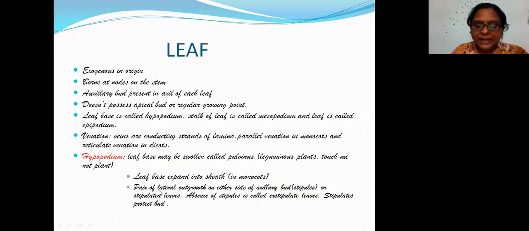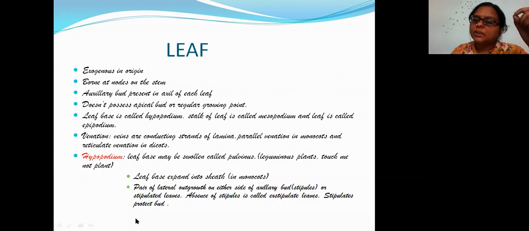Yeah, so a pair of lateral outgrowths on either side of the bud is called stipules, or stipulated leaves. Absence of stipules: if the leaf does not have stipules, we call it an exstipulate leaf. And what is the function of these stipules? I just told you, right? It will protect the bud. So various information is here, students: the hypopodium, if it is swollen, is called the pulvinus.